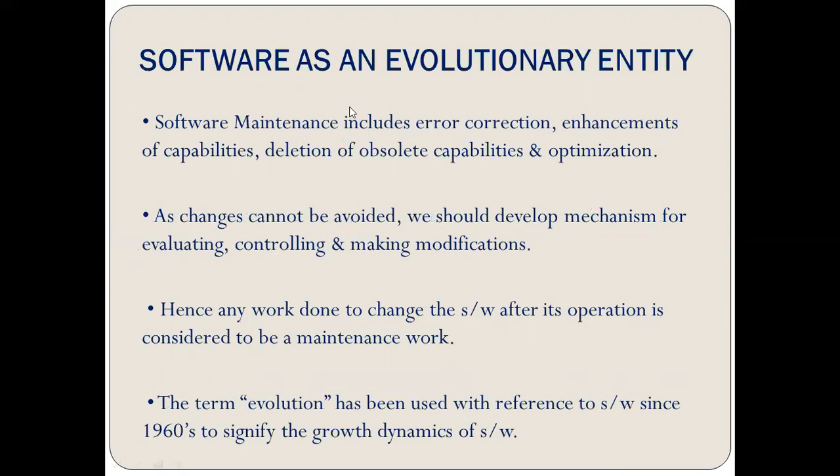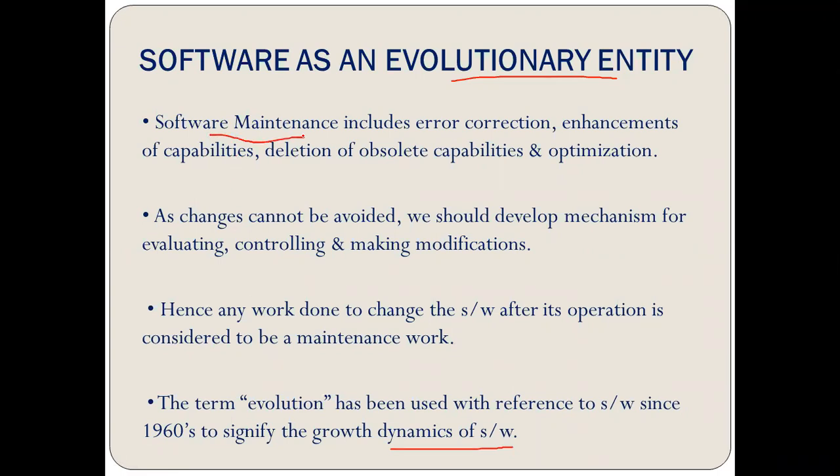Now, software as an evolutionary entity. Why are we saying evolutionary? Because by evolution, we refer to the software industry from the 1960s, which shows a dynamic growth of software. From 1960, it is showing the dynamic growth of software in maintenance terms also, right?